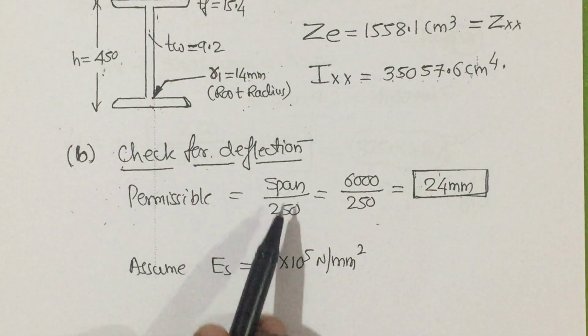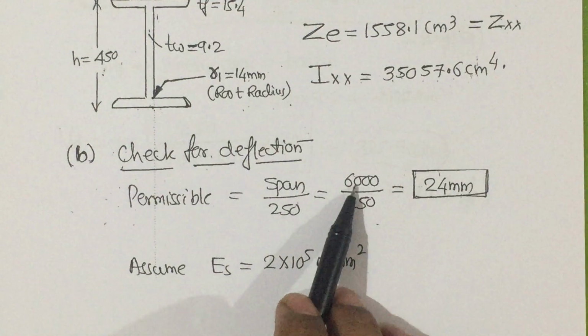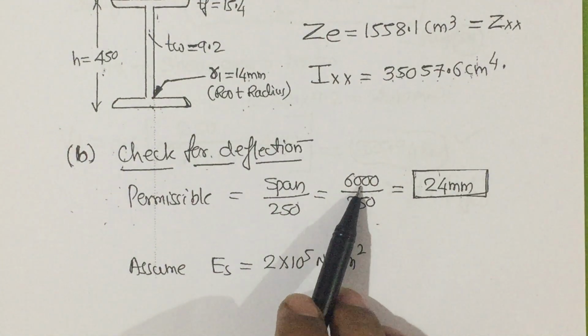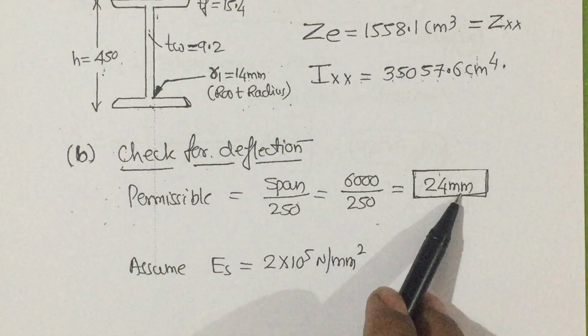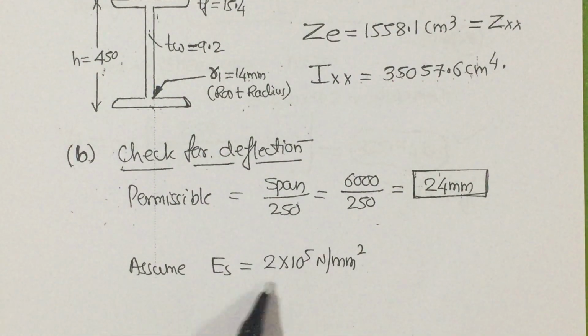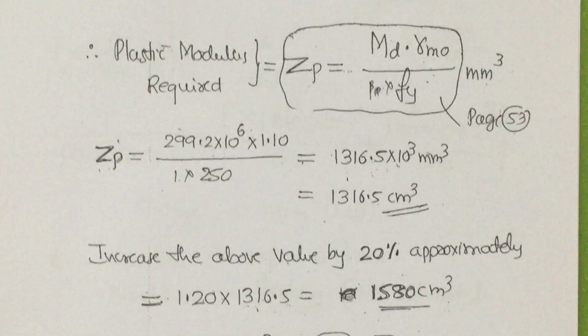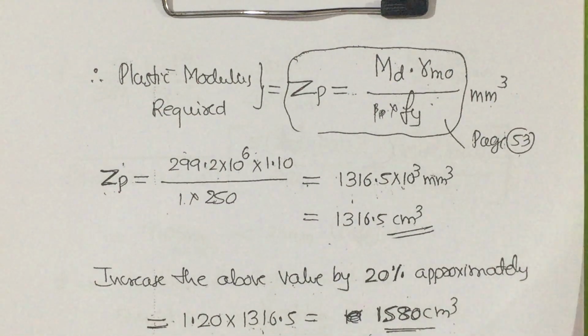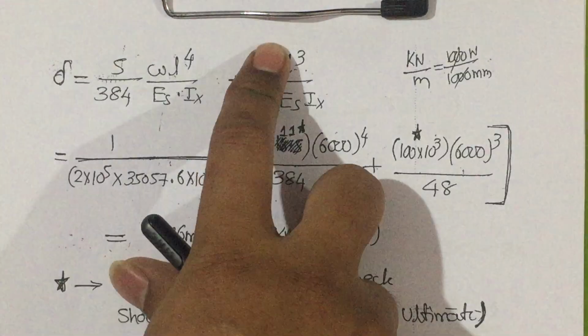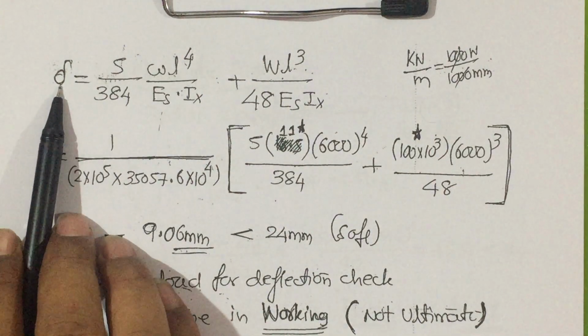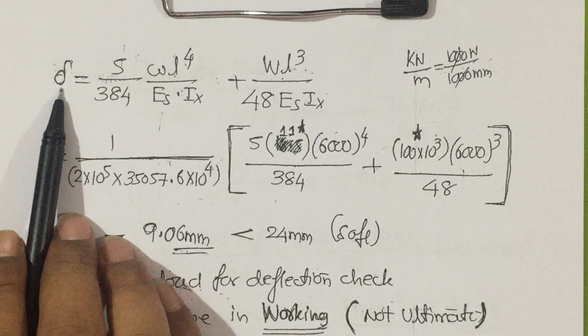Permissible deflection is given by span by 250. Span is 6 meter, that is 6000 millimeter, divided by 250, which gives 24 mm. Assume Young's modulus of steel is equal to 2 into 10 power 5 Newton per mm square. Therefore, calculate the delta value.